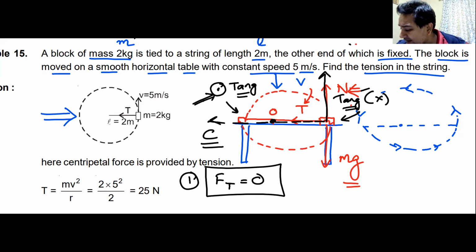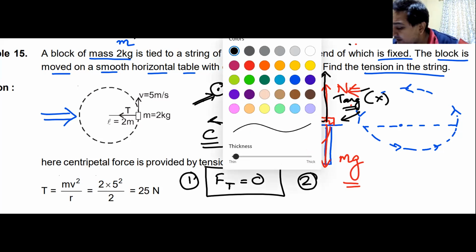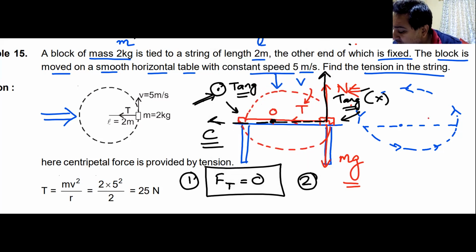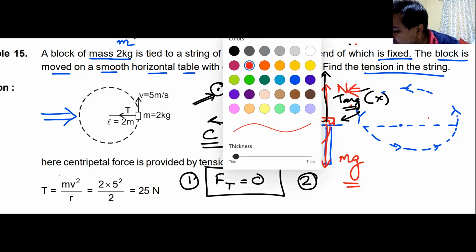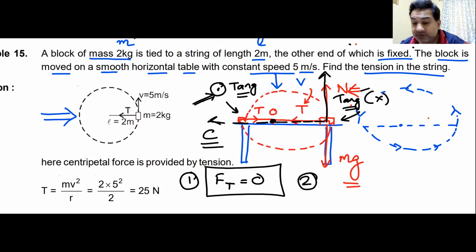Let us now move on to the second direction, which is my centripetal direction towards the center. Now tell me what force is acting towards the center, whether the block is here on the right hand side, or when the block comes to the left hand side. Tension is always acting towards the center. What is the centripetal force? The net centripetal force is equal to the tension T.